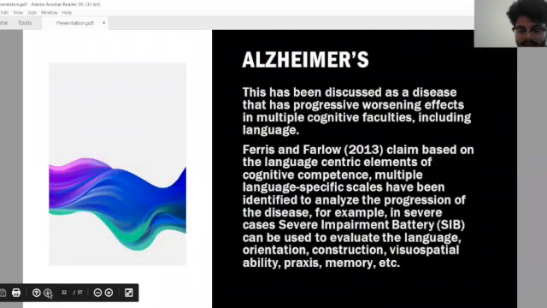And when it comes to Alzheimer's, it has been discussed as a disease that has progressive or worsening effects in multiple cognitive faculties, including language, basically. And Ferris and Farlow claim, based on the language-centric elements of cognitive competence, multiple language-specific scales have been identified to analyze the progression of the disease, in terms of how far it is impacting the patient. For example, in severe cases, the severe impairment battery, or SIB, can be used to evaluate language, orientation, concentration, visual spatial ability, practice memory, etc.